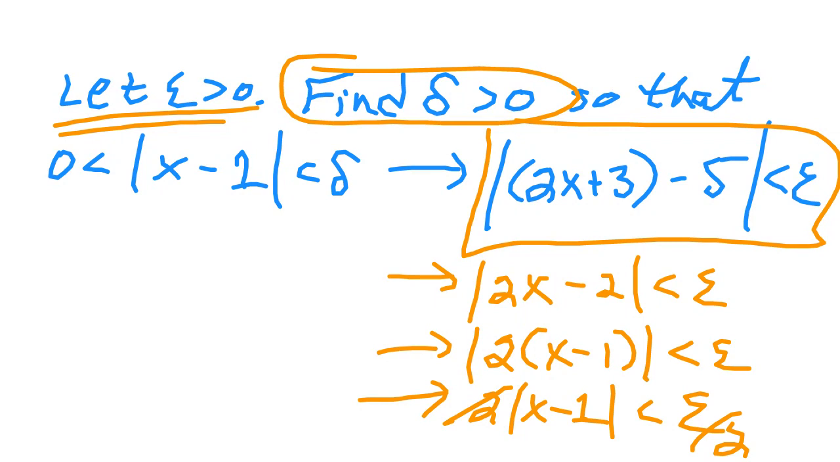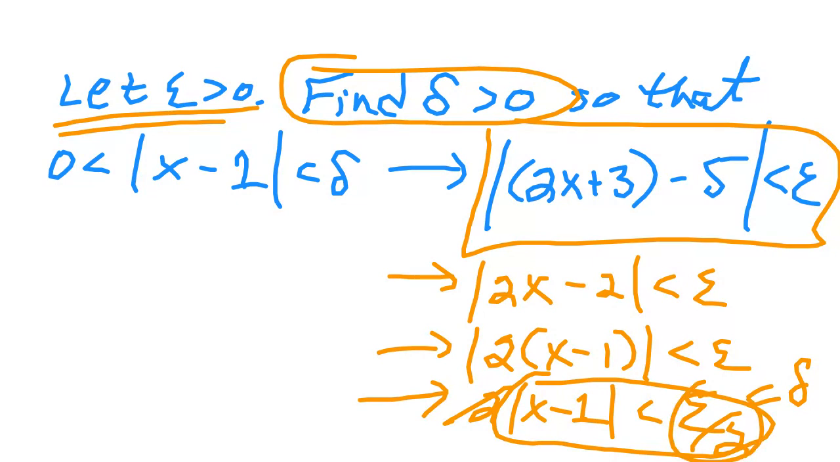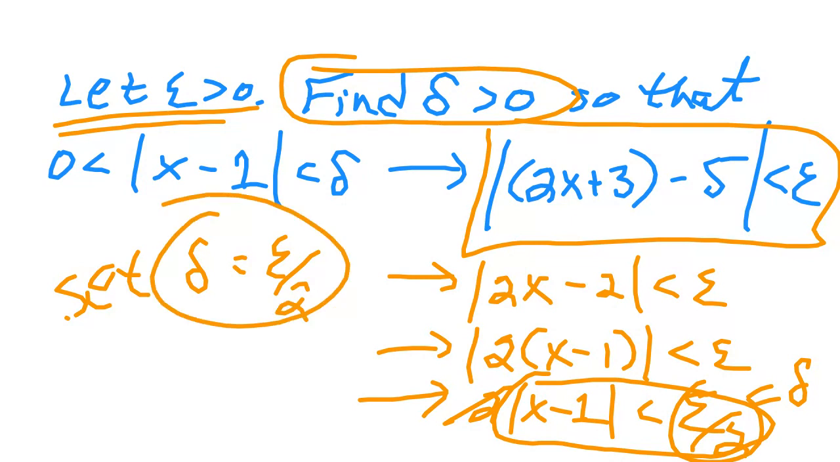And so I get |x − 1| is less than epsilon over 2. So this is what I have here. So guess what? I want to set delta equal to epsilon over 2. So that's what I want to do. So set delta equal to epsilon over 2. So for any epsilon, the delta window that I want, and this is going to be the biggest such delta window actually, but anyway, I could set that equal to epsilon over 2.